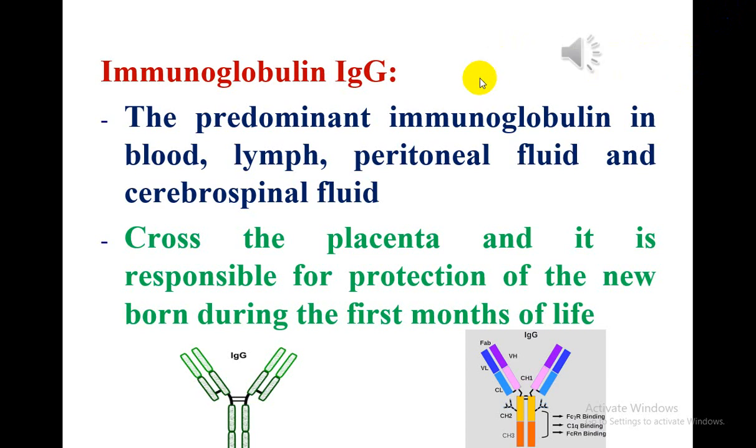Immunoglobulin G is the predominant immunoglobulin in blood, lymph, peritoneal fluid, and cerebrospinal fluid. It is the only class of immunoglobulin that can cross the placenta and is responsible for protection of the newborn for the first months of his life.